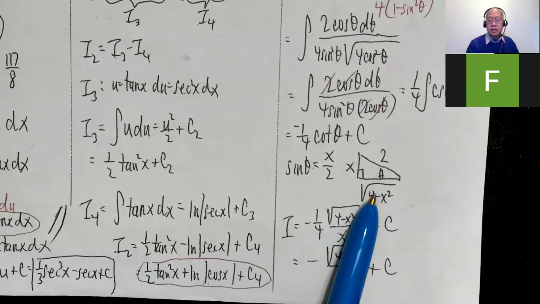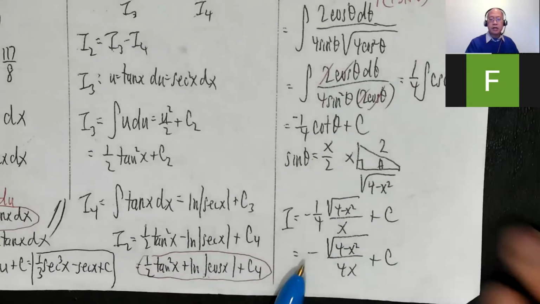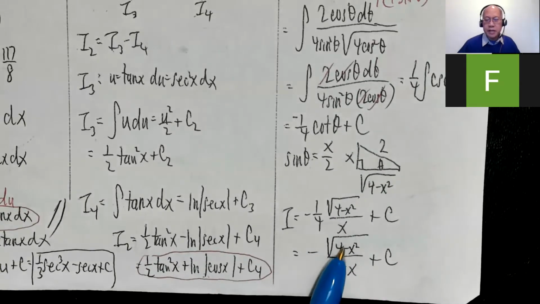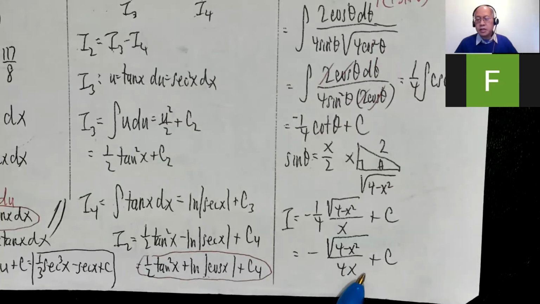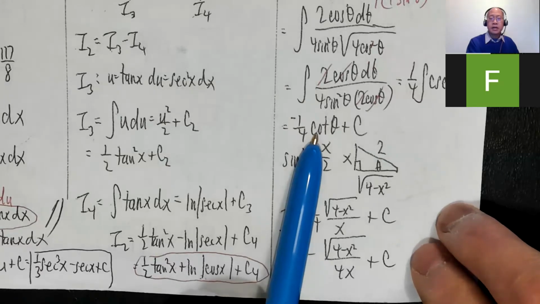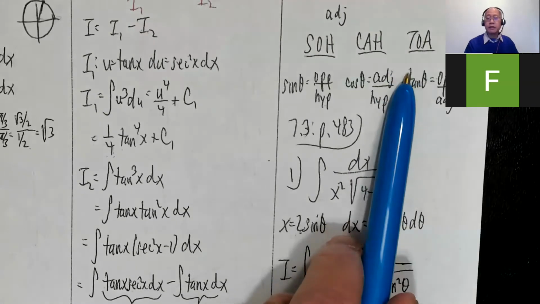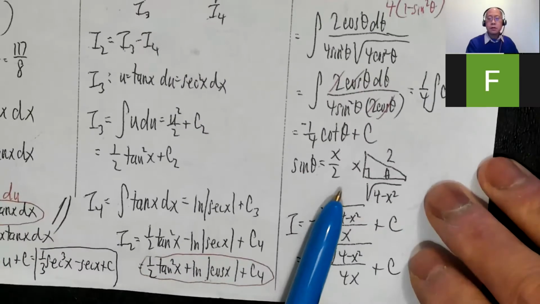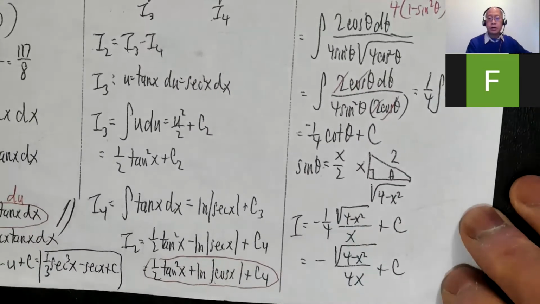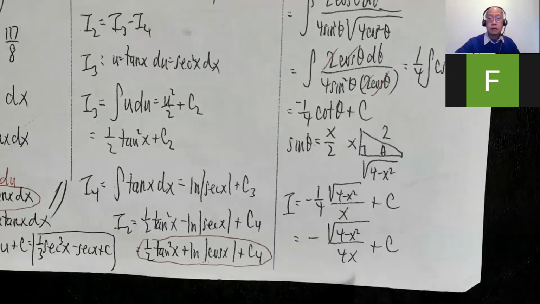And I want adjacent over the opposite. So radical 4 minus x squared over x. And a little bit of touch up. So negative square root of 4 minus x squared over 4x plus c, final answer. Okay, so that's how I figured out cotangent. Cotangent is adjacent over opposite because tangent is opposite over adjacent, right? And there we go. So this is my final answer that I have right here.